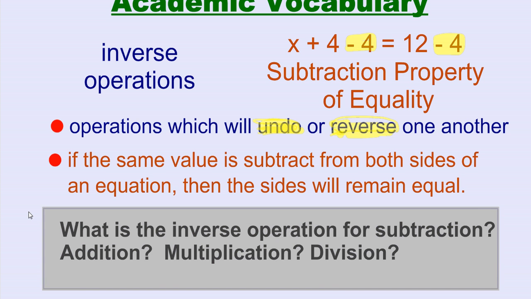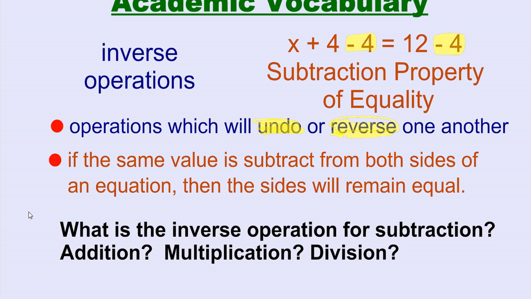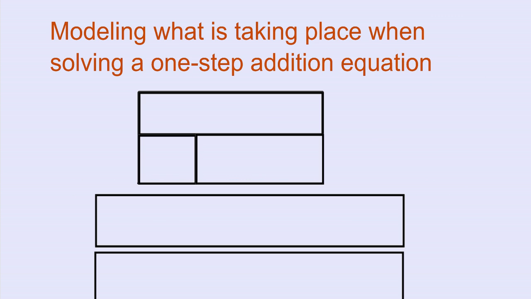So, can you answer this question? What is the inverse operation for subtraction? That's correct, addition. And what's the way to undo or reverse addition? Correct, subtraction. How would you reverse multiplication? Yes, with division. And you would reverse division with multiplication, correct. I think we have a good understanding of our vocabulary terms.